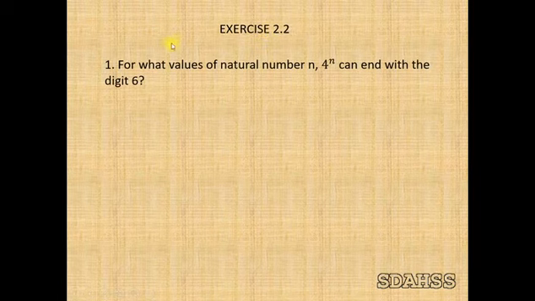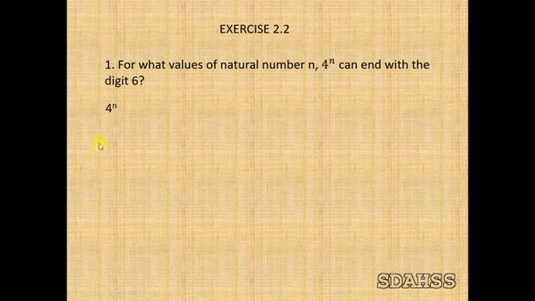Exercise 2.2, first sum. For what values of natural number n, 4 power n can end with the digit 6? Consider the given number 4 power n. Here natural numbers start with 1, 2, 3, 4, etc.